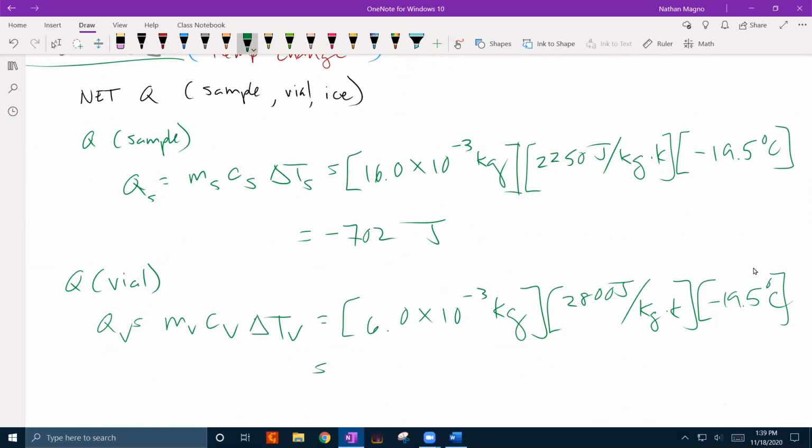Okay, and then this. Oh yeah, what's up? Temperature here, isn't it the same for Kelvin and Celsius? Yeah. So that's what I was trying to say. I just didn't know how to say it. So yeah, you said it better than me. Thank you. Yeah, exactly. Okay. So this equals negative 328 joules for the vial. So the vial loses 328 joules of energy.